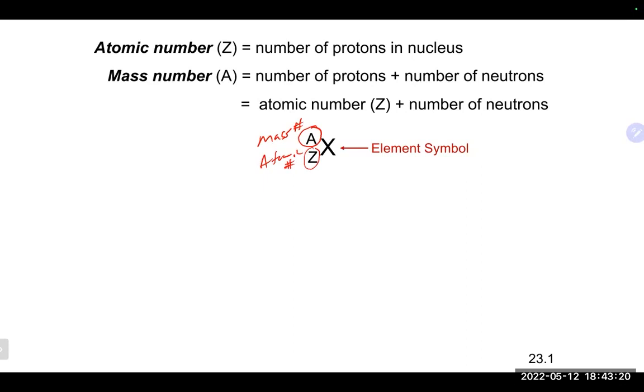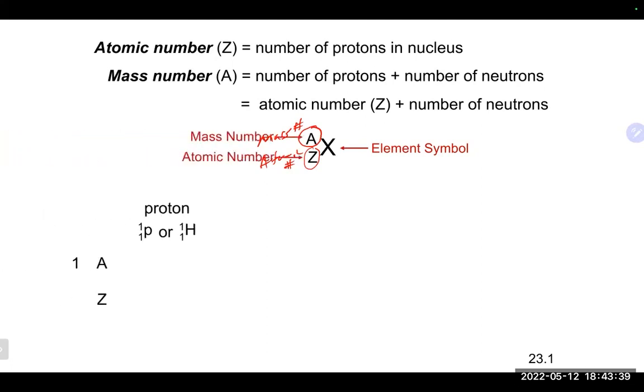If you look on the periodic table, clearly most of the atomic masses are not whole numbers. Oftentimes people get confused by that because the mass number and the atomic mass are similar types of numbers in some ways, but the mass number is not found on the periodic table. Only the atomic number is.